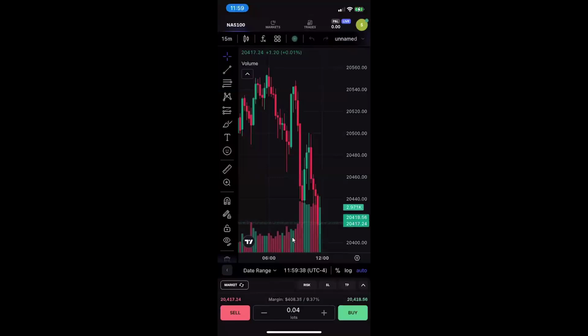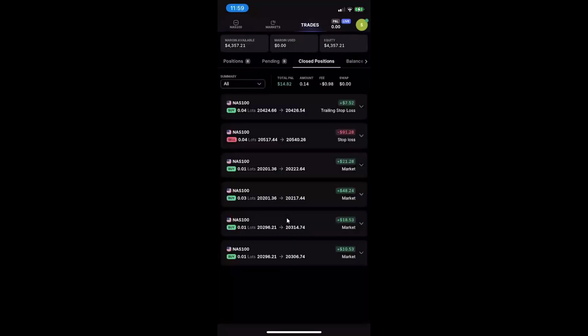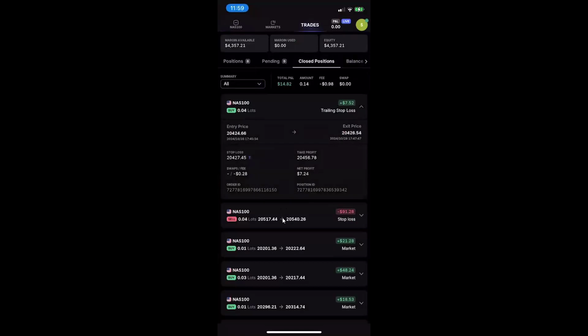All right, so I'm going to show you guys the results. As you can see, and I'm actually happy about this, we still got a win. We still made some profit. We made $7.52, so now we're $14 in the green. The reason why we made $7 is because of the risk calculator, which I'm going to explain.